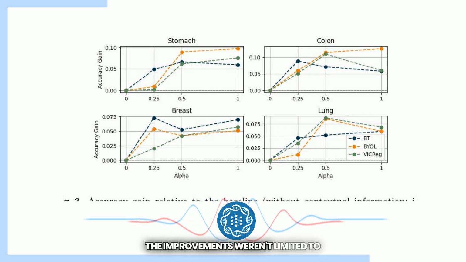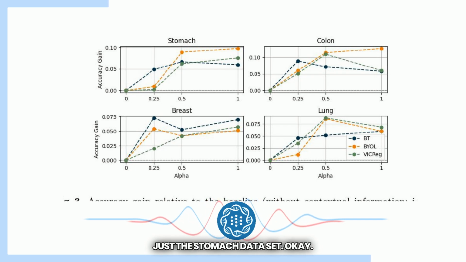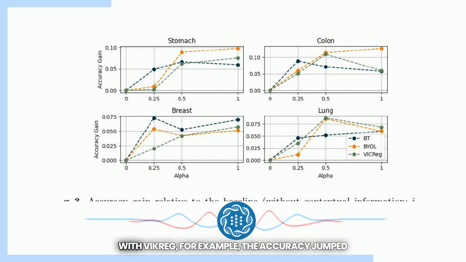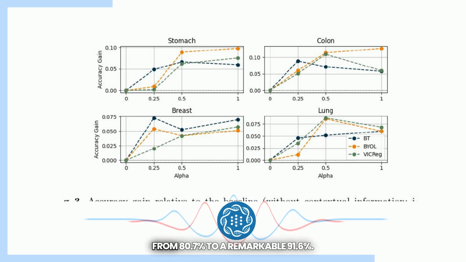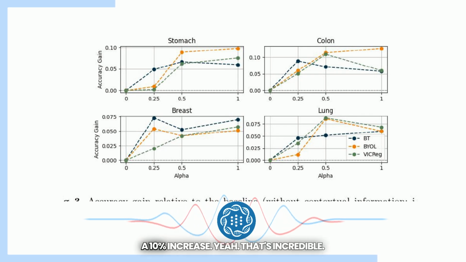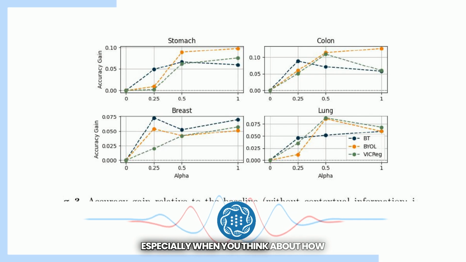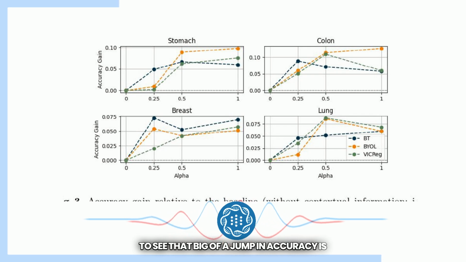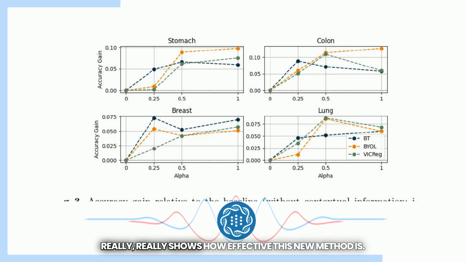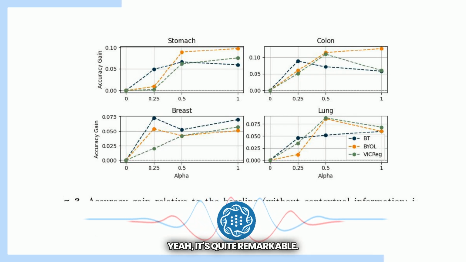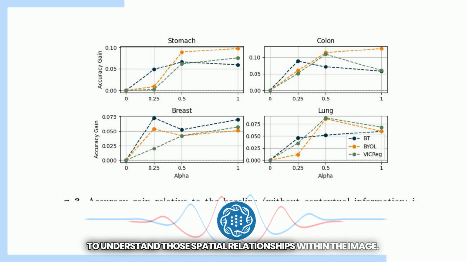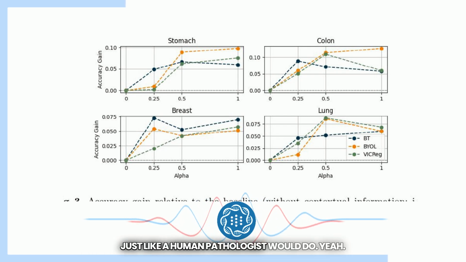The improvements weren't limited to just the stomach dataset. On that private WSI dataset, they actually saw even bigger gains. Really? With VikeReg, for example, the accuracy jumped from 80.7% to a remarkable 91.6%. A 10% increase. That's incredible, especially when you think about how complex these whole slide images are. To see that big of a jump in accuracy really shows how effective this new method is. It shows how important it is to teach AI to understand those spatial relationships within the image, just like a human pathologist would do.